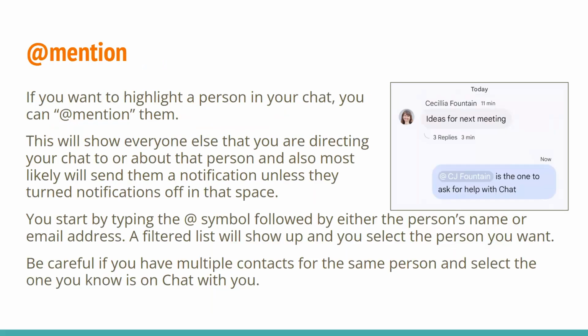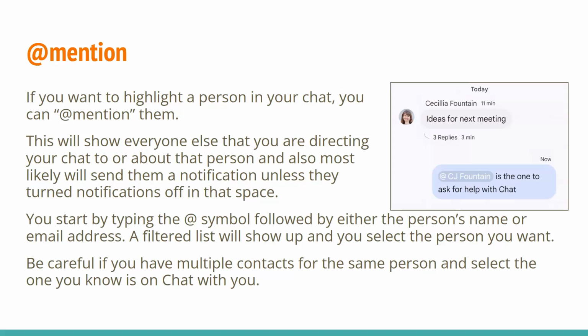At mentioning. So at mentioning is where you can highlight a person in your chat. You're either directing your message directly to them or about them. This also most likely will send them a notification that you have flagged them or tagged them in this message, unless they've turned those notifications off, which you can do. So that's what at mentioning does.